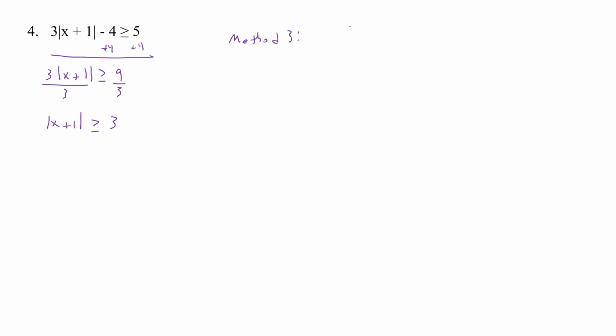All right, so now what we have to do is drop the absolute value signs, and we're going to set it greater than or equal to 3, and we're going to set it less than or equal to -3. And so we'll have x plus 1 greater than or equal to 3, or x plus 1 less than or equal to -3. Now we just solve. Minus 1, minus 1, and minus 1, minus 1.